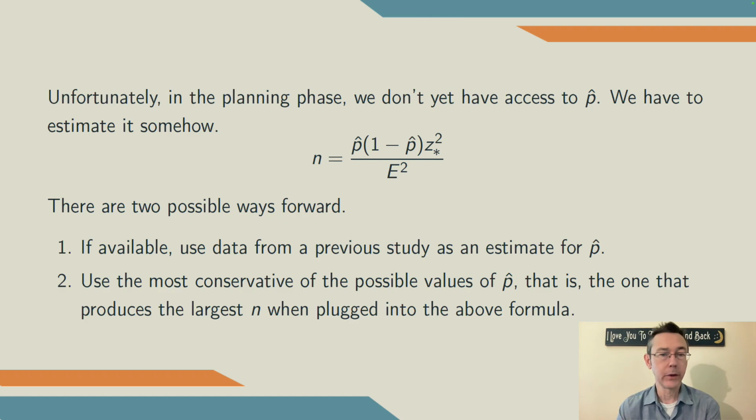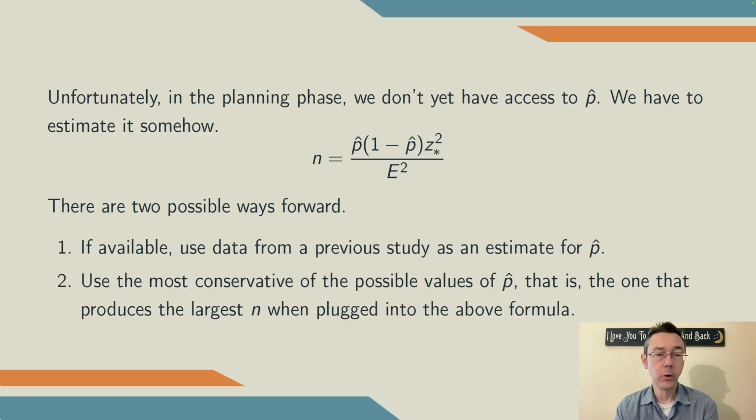First of all, you can use data from a previous study, like a pilot study, for instance, as an estimate for p hat. If you don't have access to that or don't want to rely on that, then you want to use the most conservative possible value for p hat. That is, the one that produces the largest n when you plug into this formula.